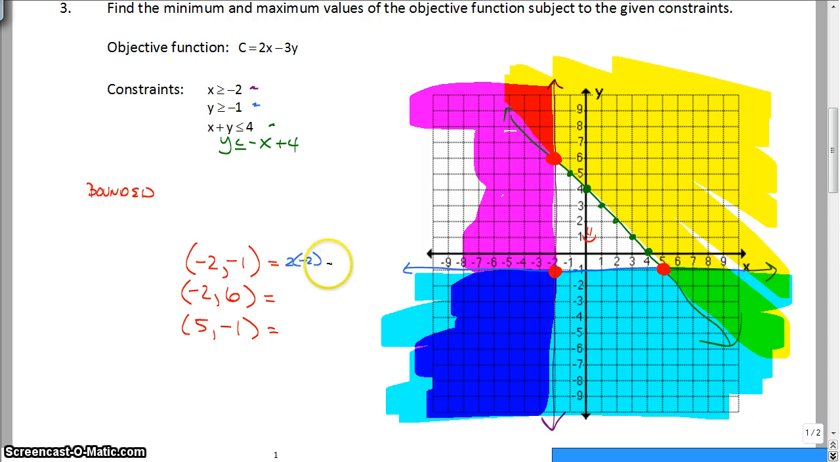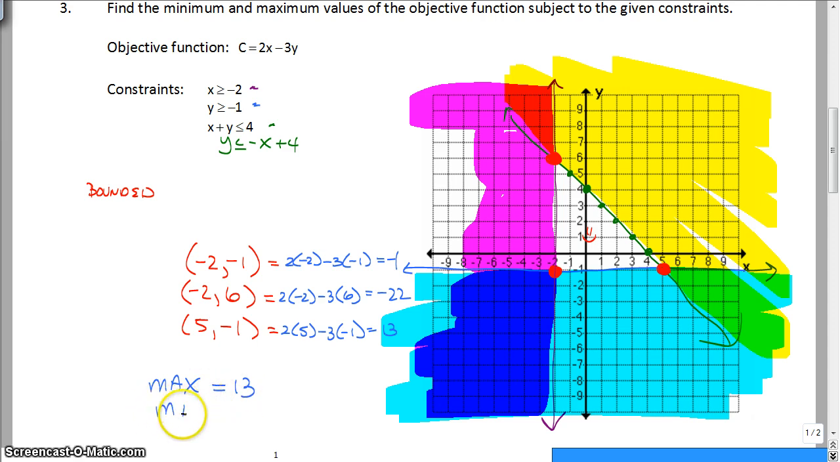Okay, so that's going to give us 2 times -2 minus 3 times -1. So -4 plus 3 is -1. We're going to substitute this one in as well: 2 times -2 minus 3 times 6, which is equal to -4 and -18, which is -22. And finally, 2 times 5 minus 3 times -1 is going to give us 10 plus 3, which is 13. So we have a max of 13 and a minimum of -22.